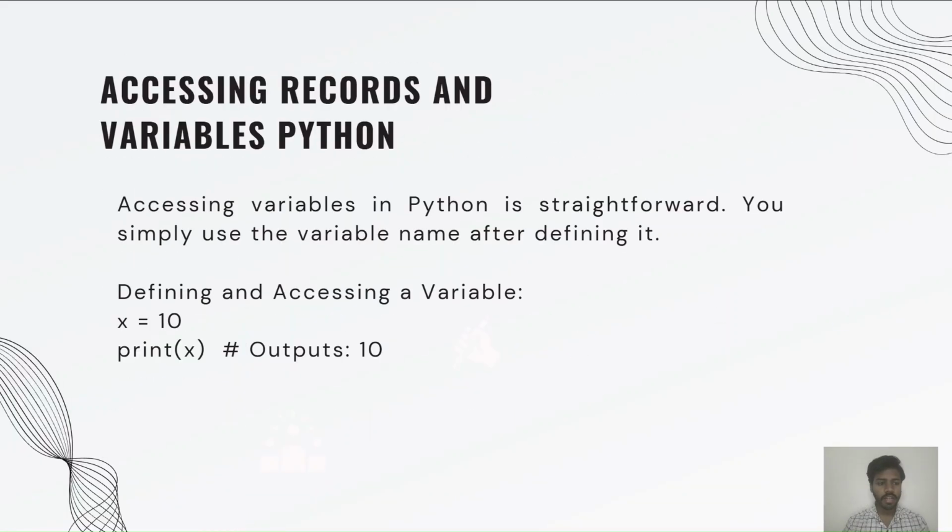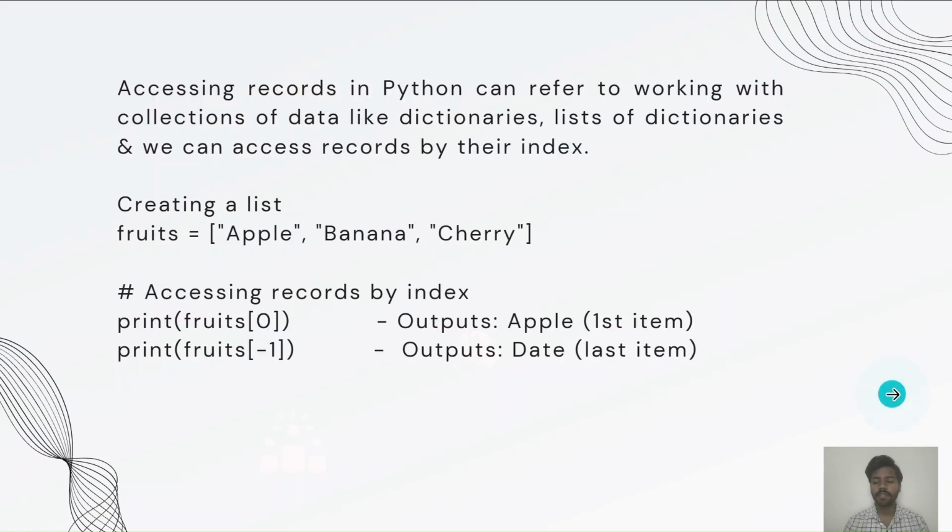Okay, after discussing that, we see how we can access records or variables in Python. Accessing a variable in Python is straightforward. You simply use the variable name after defining it. Suppose we take a variable x and assign the value 10 to it. Then if we want to access that variable with its value, we use the print function and the variable name. So we get the output 10, as we assigned the value 10 to the variable x.